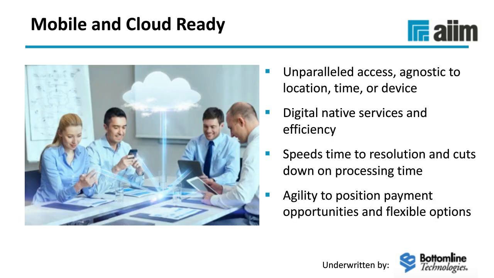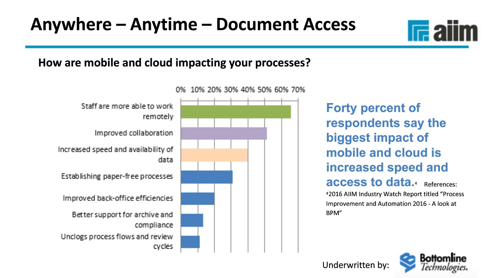And of course, anywhere, anytime content access. It's becoming business critical to get the right information into the right hands at the right time. And cloud and mobile offers many benefits, right? So we have faster accounts payable process cycles, reduction in storage and retrieval costs, which limits exposure to compliance issues, improved financial reporting, and increased visibility and collaboration within the AP process. And these benefits, they're supported by the wisdom of the crowd again. So how are mobile and cloud impacting your processes? And we find that 40% of respondents say the biggest impact of mobile and cloud for them is increased speed and access to data.